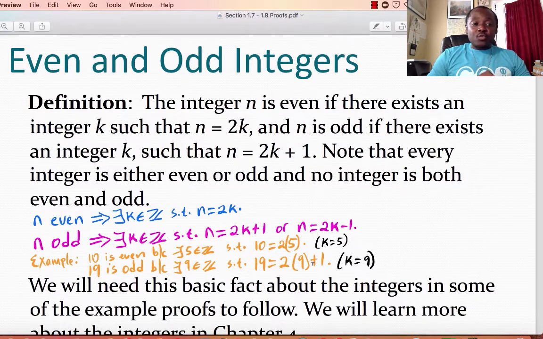Whenever you hear the word even, then know that that number can be written in the form 2 times k. K is just some integer. You could call it p, you could call it q, you could call it k wiggle, but it is 2 times some integer. And if you hear that it is odd, then n is 2 times some integer plus 1 or 2 times some integer minus 1.